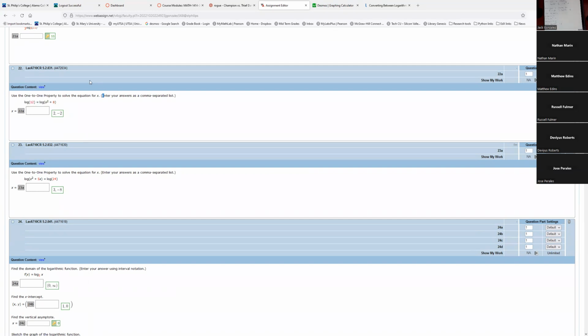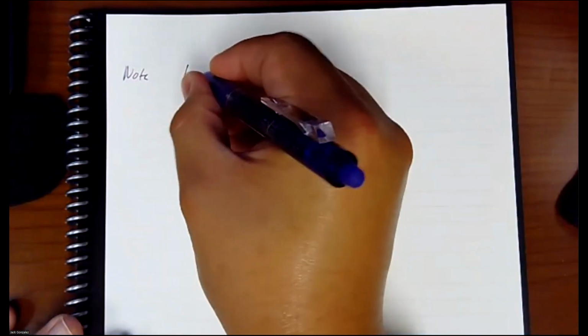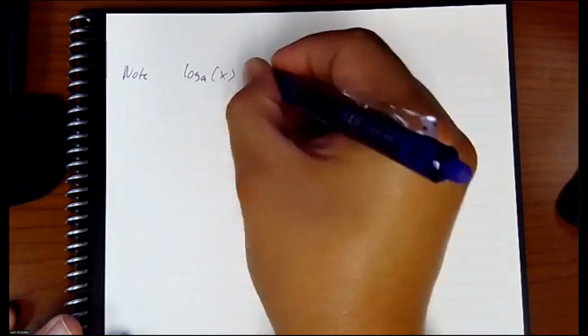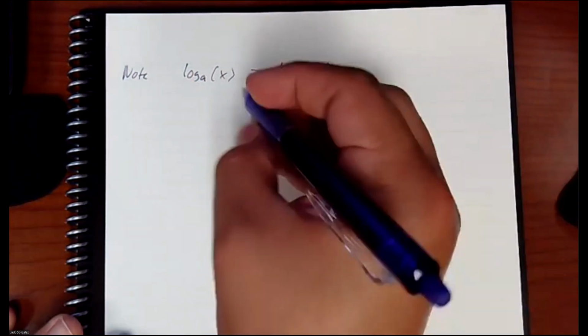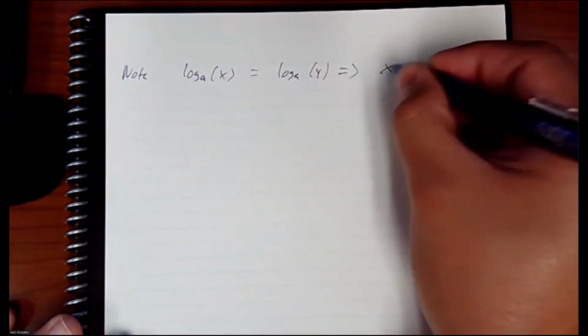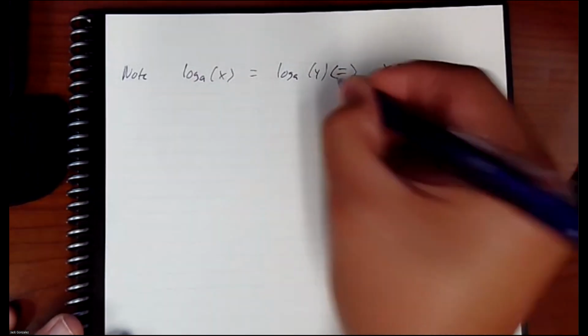So let's start here. The property we're going to need is, if you have the same base, log a of x equal to log a of y, that means that x is equal to y, and vice versa.